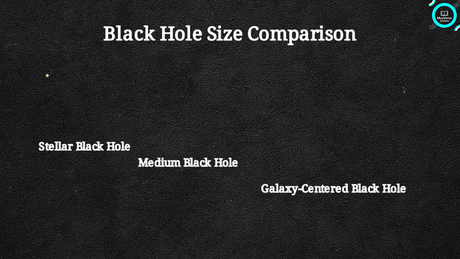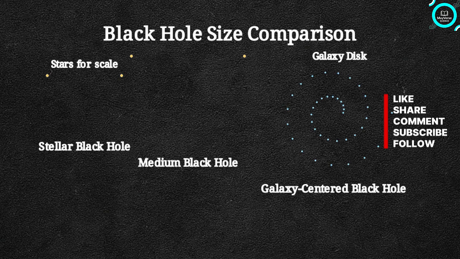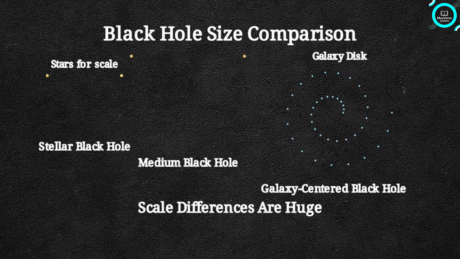Next, we'll add stars as size references near the small and medium black holes. Finally, we'll add a spiral galaxy around the massive black hole to show its enormous scale. Notice how small a stellar black hole is when compared to a medium black hole, and how tiny they both look next to a galaxy-centered black hole. The stars and the surrounding galaxy help us visualize the scale differences. This is why supermassive black holes are so extraordinary in astrophysics.